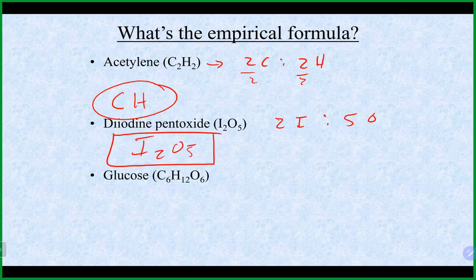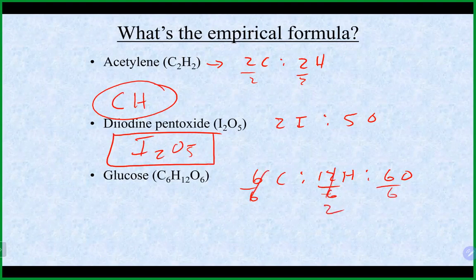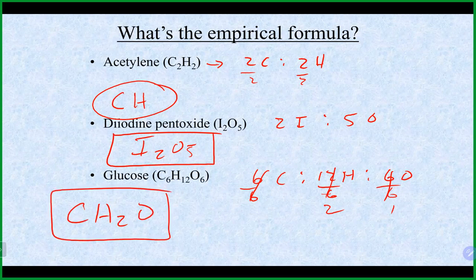Lastly, here we have glucose, which is 6 carbons for every 12 hydrogens for every 6 oxygens. You could probably see you can divide everybody here by 6. Gives us 1, gives us 2, gives us 1, which are all whole numbers, which means the empirical formula here would be CH2O in this case. Any questions on that?